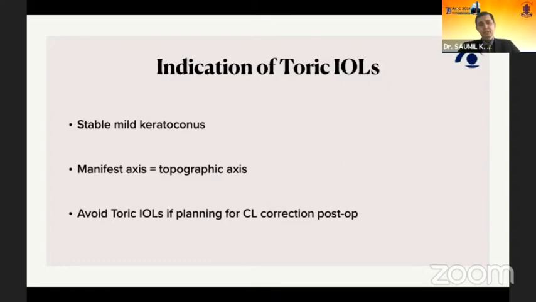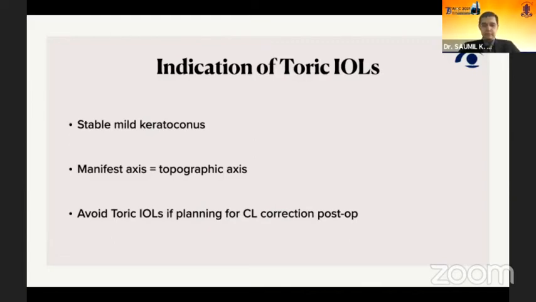There are specific indications of toric IOLs, which I would just tell. It should be implanted only in stable, mild form of keratoconus, not in the advanced form. The manifest axis on refraction should be more or less plus or minus 10 degrees of the topographic axis.